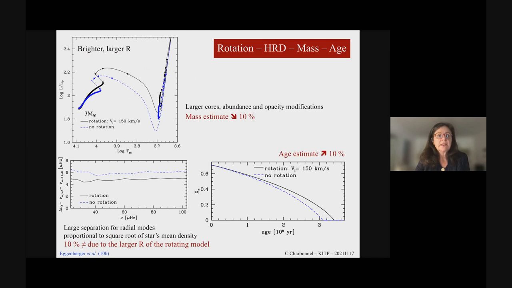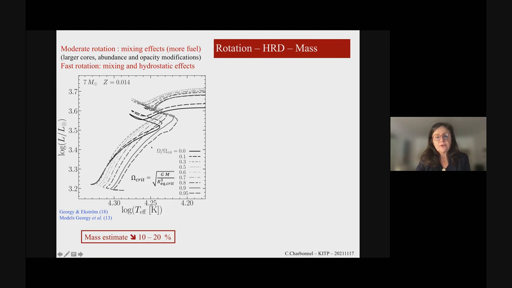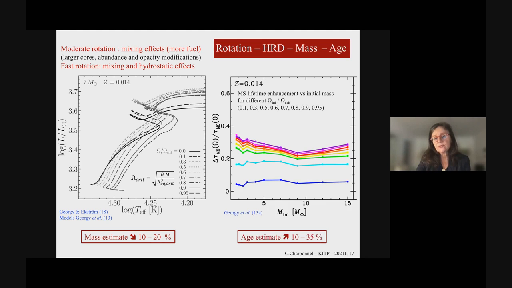So this was an example of a 3 solar mass star. What happens for a slightly more massive star, like this 7 solar mass star? So here you see, for the case of moderate rotation, so these are different percentages of the critical rotation velocity, so 10%, 30%, etc. You see that for moderate rotation, these are more the mixing effects, because you bring more fuel within the star, within the core, that you have this increase in luminosity and radius. But in the case of fast rotation, you have also the hydrostatic effects that start to play a role.